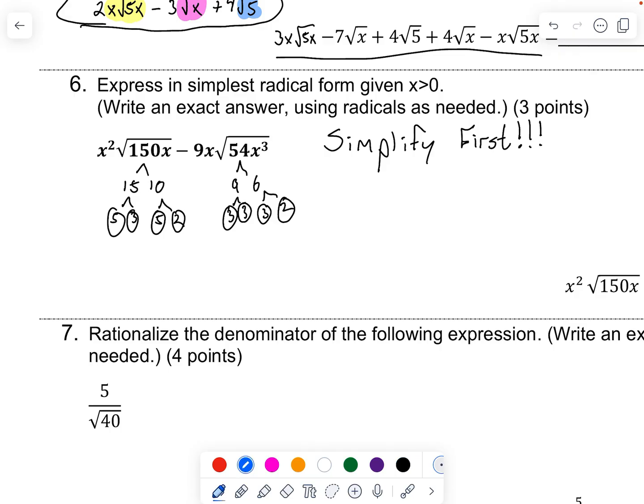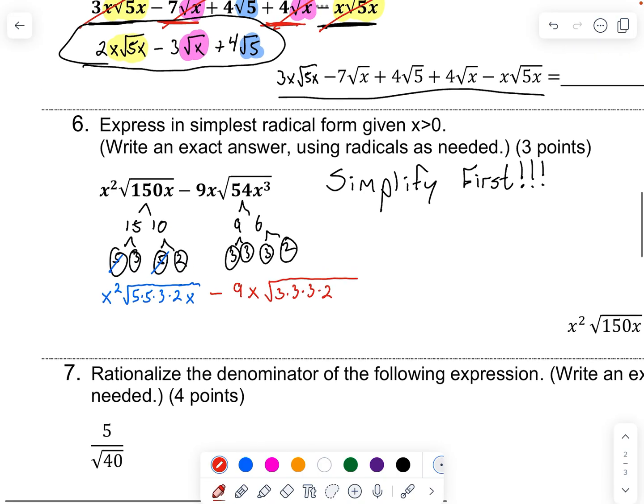All right, so what do I actually have here? I've got x squared square root of 5 times 5, got those two taken care of, times 3 times 2, and then I still have an x underneath there. Okay, how about the other one? Minus, I've got a 9x on the outside, and then my square root, I've got 3 of the 3's. 3 times 3 times 3 times 2. And then I've got 3 x's.